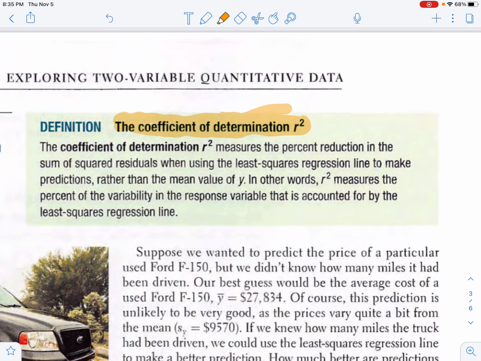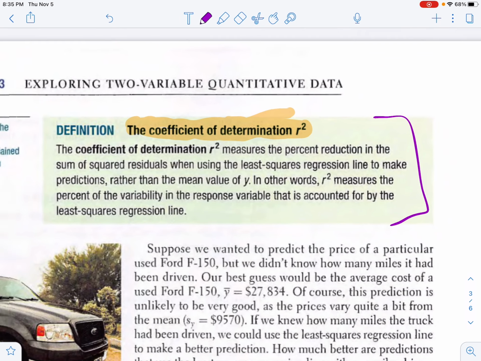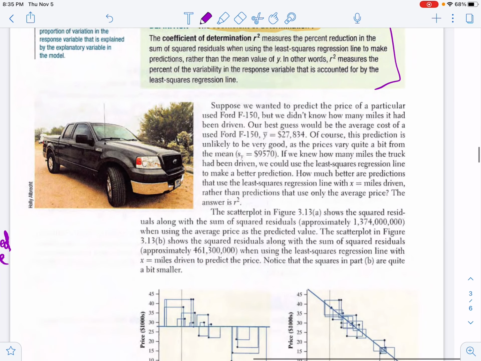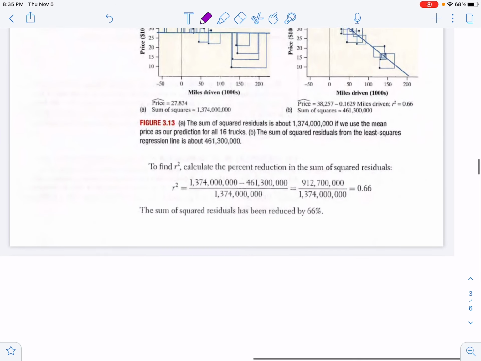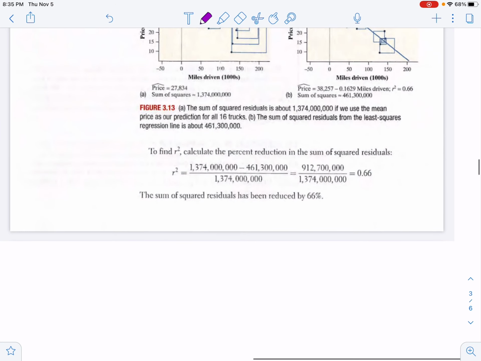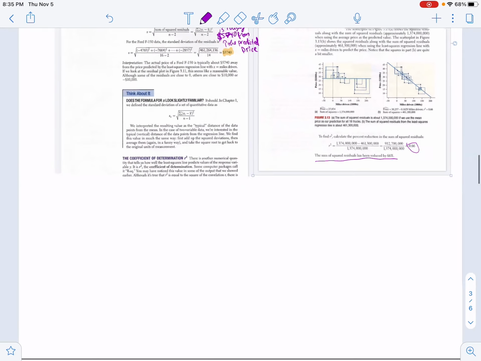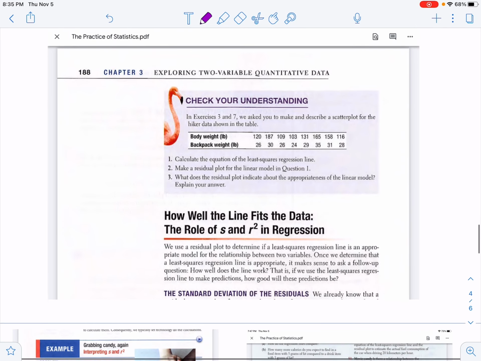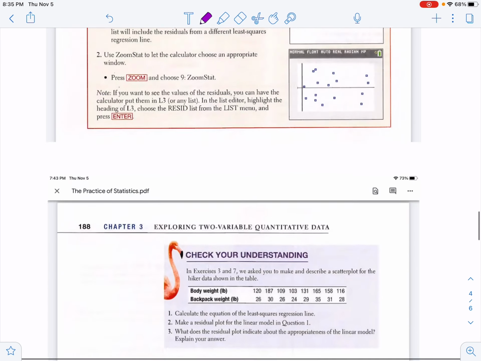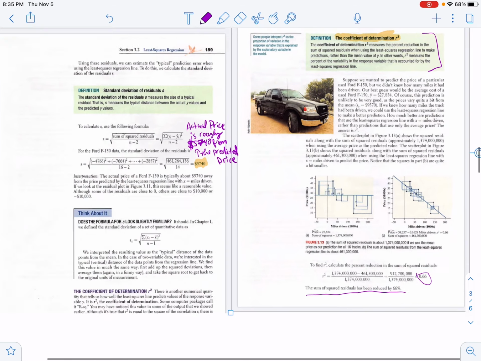And this definition, if you read it, looks really scary. It's like a lot of words going on there. But if we look at it in terms of an example here, we calculate R squared is 0.66. It tells us the sum of the square of the residuals has been reduced by 0.66.